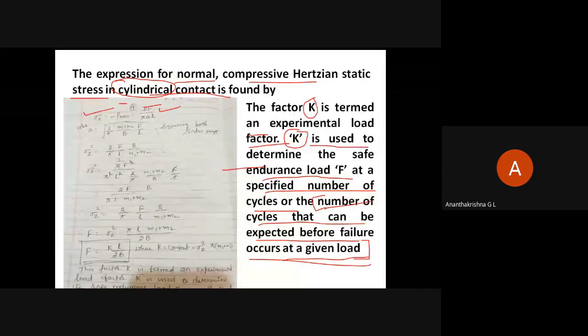Then we have the contact patch A equal to root of 2 by pi times (m1 plus m2) by b into F by L. So what are m1 and m2? We have learnt them: M1 is 1 minus nu1 square by E1, and M2 is 1 minus nu2 square by E2. Correct? Are you there? Yes, sir. So please flip your notes and check what M1 and M2 are.